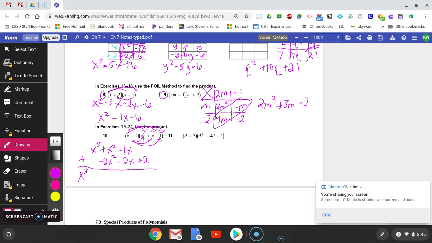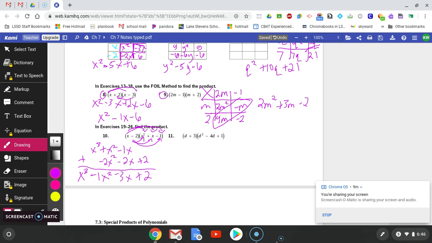So I have x to the 3rd power. X squared minus 2x squared is a negative 1x squared. Negative 1x minus 2x is a negative 3x, and then I have my plus 2. Again, notice I put it into a standard form, so it's descending in my exponents. And I combined all my like terms, so that's my final answer.